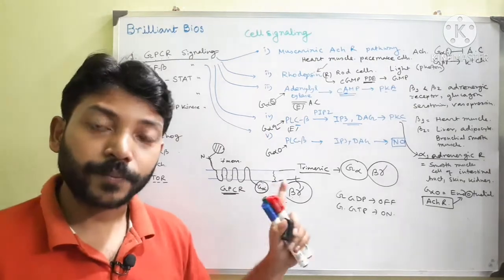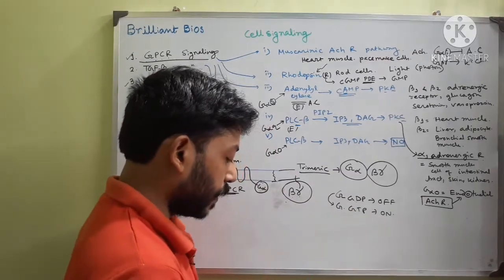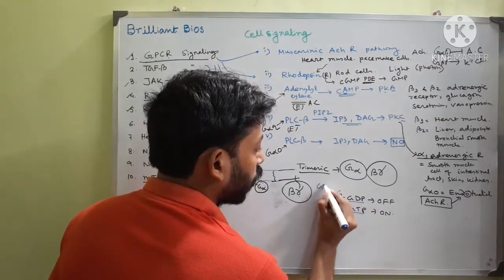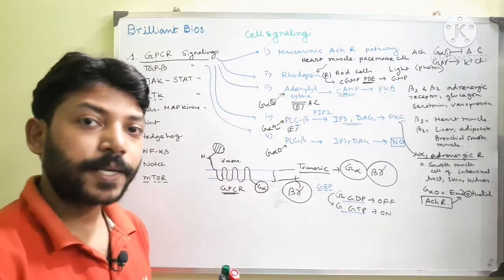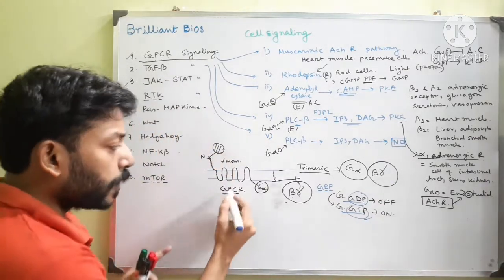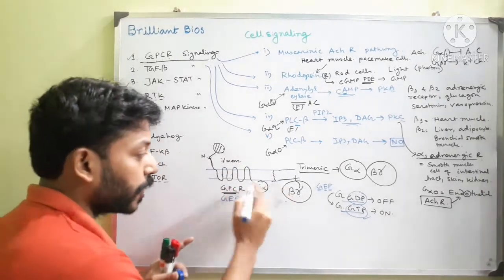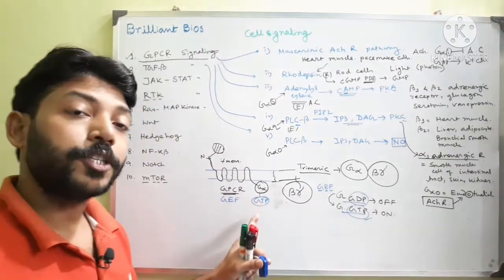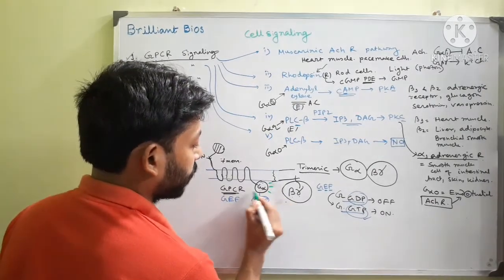Another term I have mentioned in my basic concept class is that the transformation of G alpha from the GDP form to the GTP form is helped by a protein called GEF, guanine nucleotide exchange factor. These are molecules that can exchange the GDP with the GTP. This G protein coupled receptor acts as a GEF that can exchange the GDP with the GTP. So it can bind with GTP. And when the G alpha protein binds with GTP, it is active in nature. So the protein becomes activated.